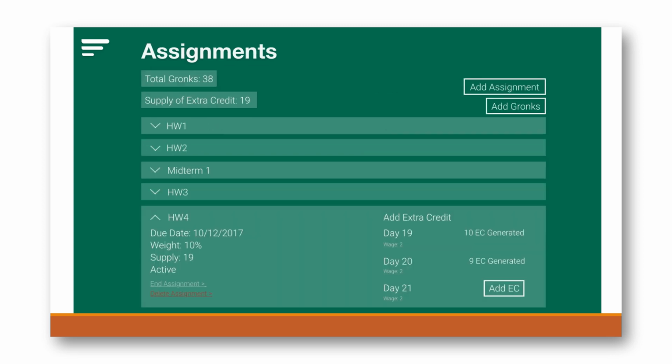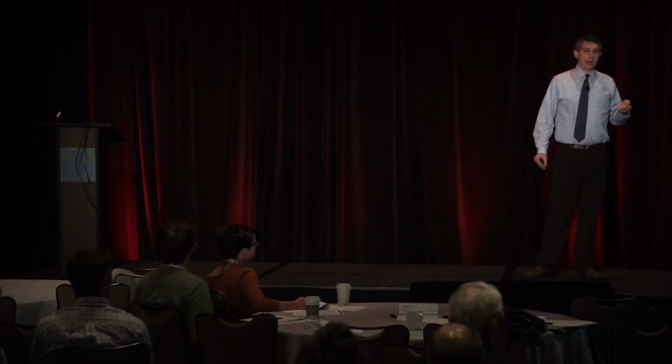So this is basically the layout from the professor's perspective, and you can see that we're on homework 4, and each homework or each assignment is associated with a few days of the lecture, right, where extra credit's being generated. On day 19, 10 points were generated. On day 20, 9 points were generated. So you can see at the top here, there's 19 points of extra credit that are going to go on homework 4.